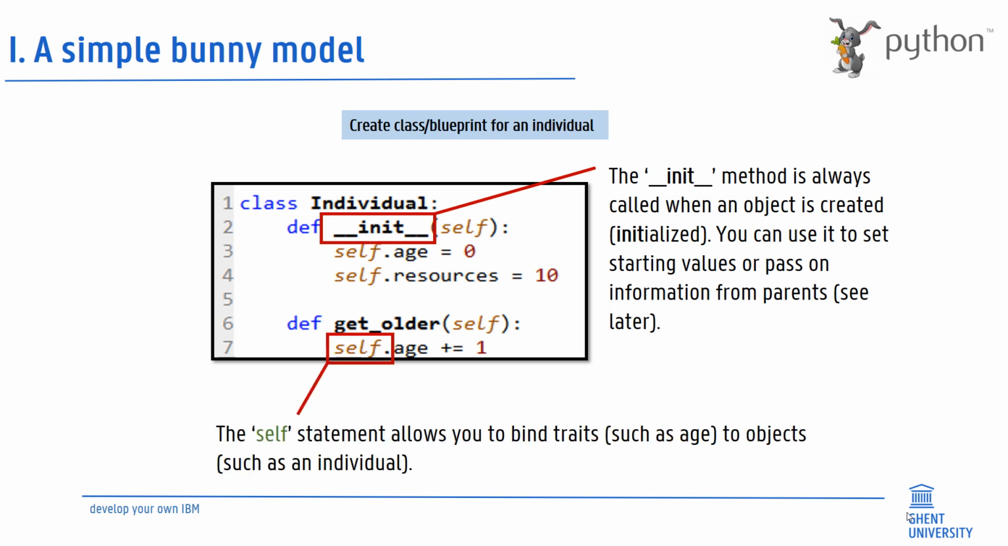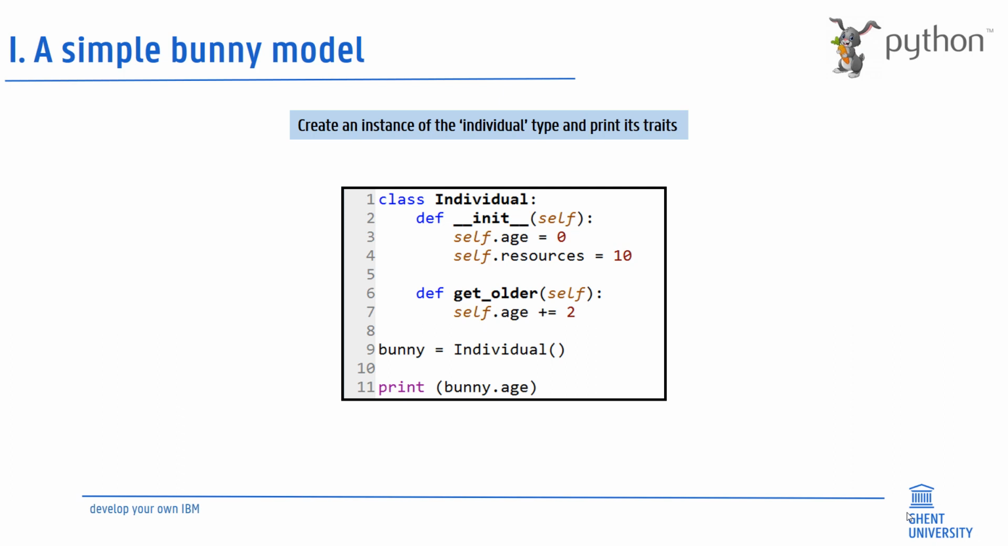The function getOlder defines the aging procedure, with a self statement allowing you to bind traits like age to the object, here the individual. Every individual calling the function getOlder will thus increase its age with a factor 1. To get the individual alive and kicking, we create an instance of the individual type, here bunny, and print its traits.